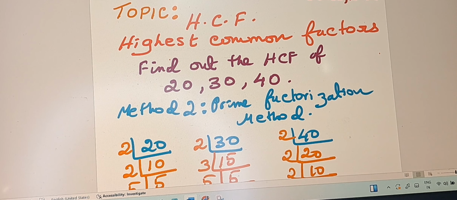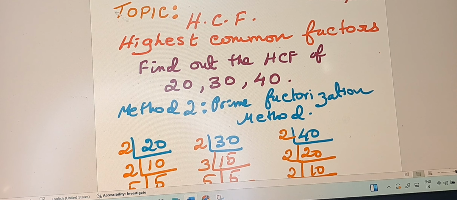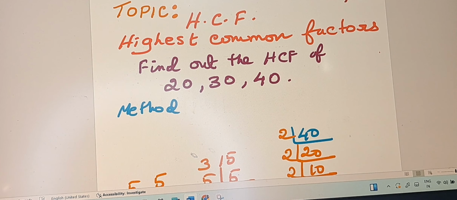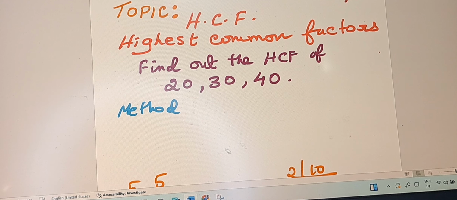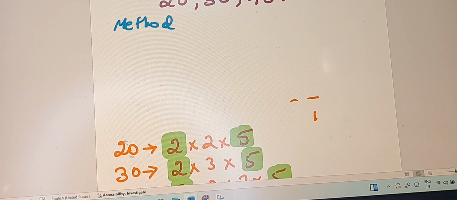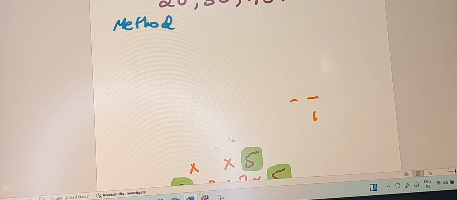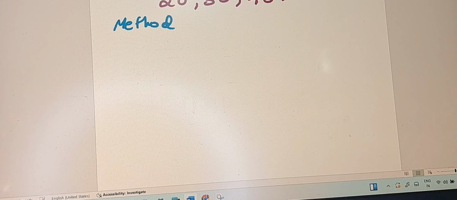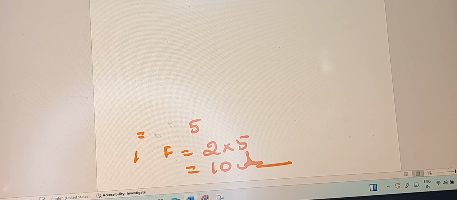Now let us move to method 3, that is called the division method. Method 3 is called the division method. We will keep the same example. Find out the H.C.F of 20, 30 and 40. We will keep the same example, 20, 30 and 40. Now how to find out the H.C.F with the help of the division method, that is method 3.